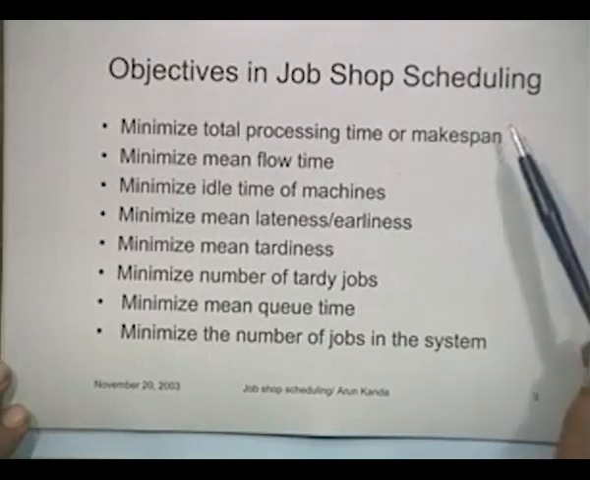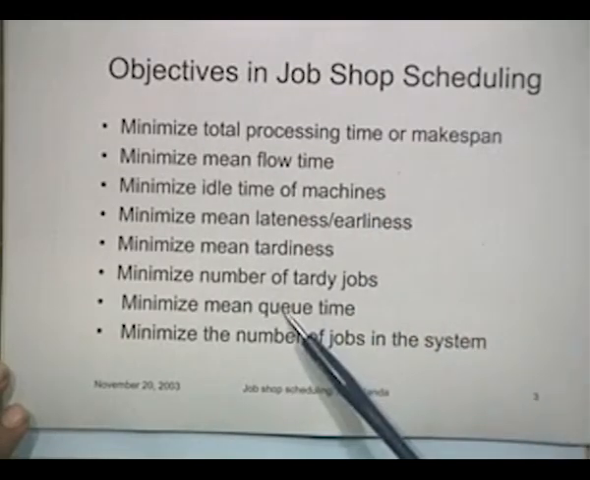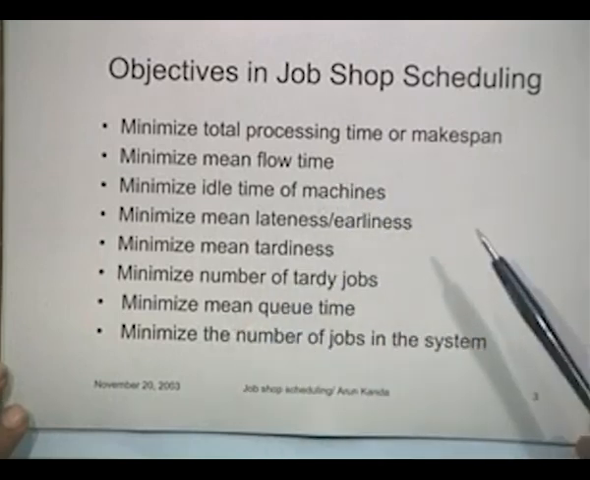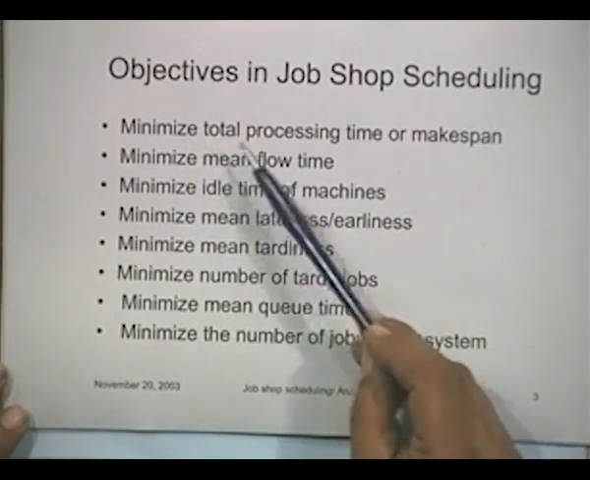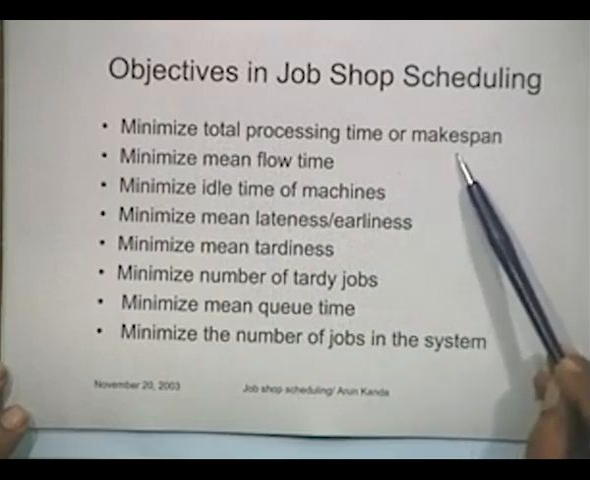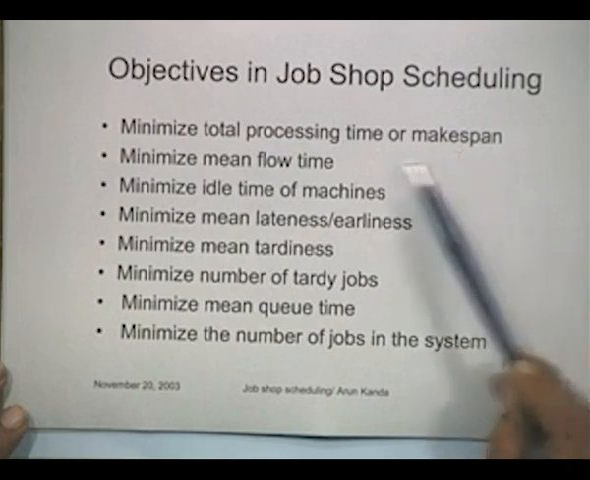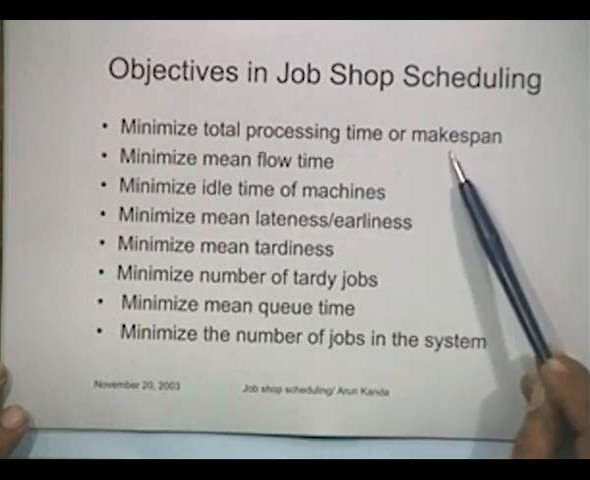Then let's try to see what the objective in job shop scheduling is. In fact, there could be a very large number of objectives. We have listed here some of the common ones. For instance, minimize the total processing time or the make span. You know what the make span is? Make span is the total processing time, or the time required to complete all the jobs that you are required to produce. So minimizing the total processing time or make span is one common objective.